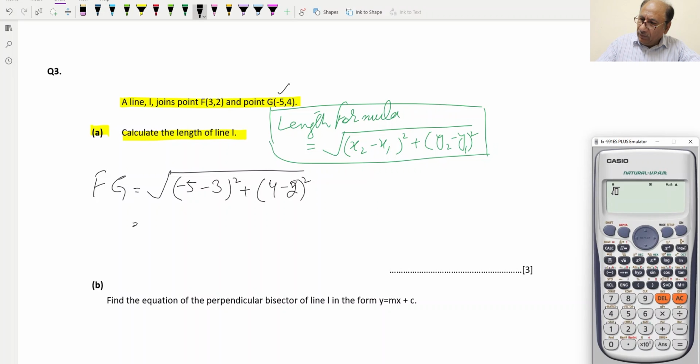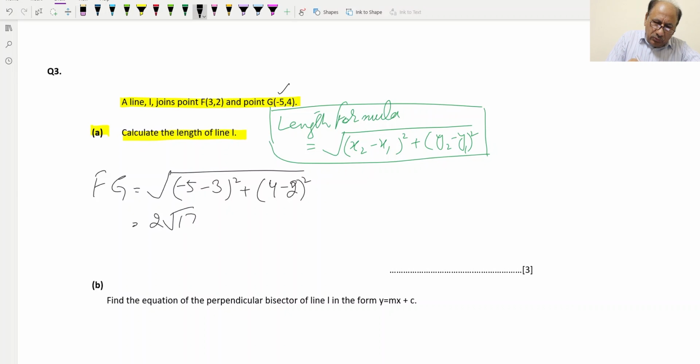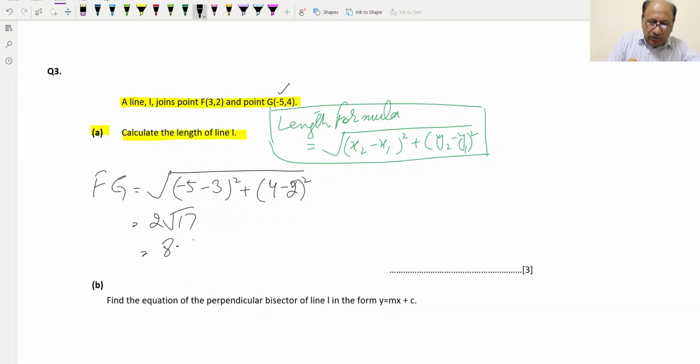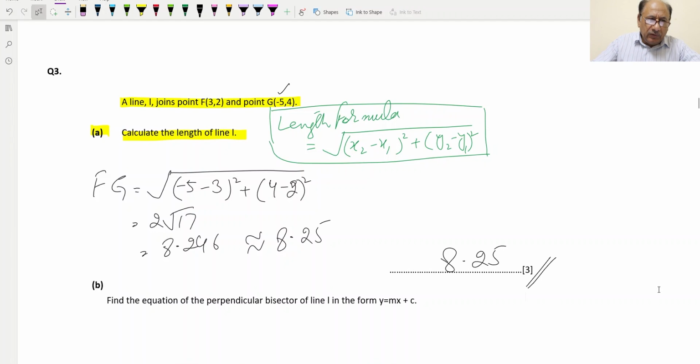So square root of, in brackets, minus 5 minus 3, bracket close and square, plus bracket again 4 minus 2, bracket close, and this will be squared, and this is equal to 2 root 17, and the decimal value will be 8.246. So we can write 8.246, which is approximately equal to 8.25. So the answer will be 8.25, and this will be units. So that's all. This will be our answer.